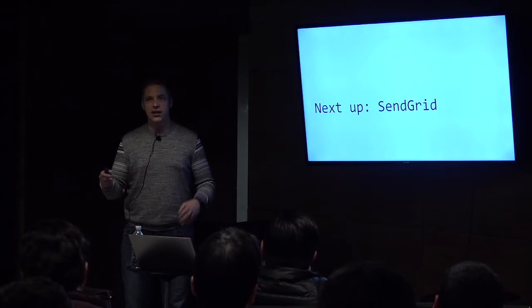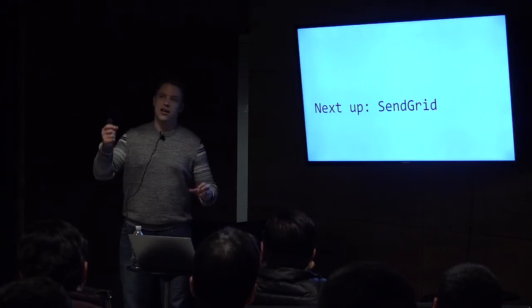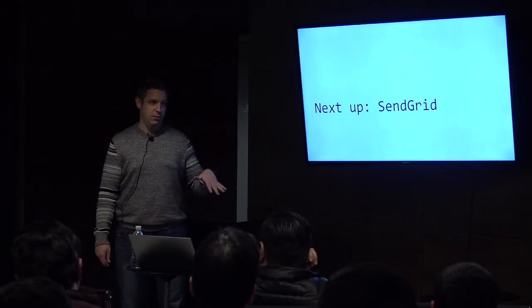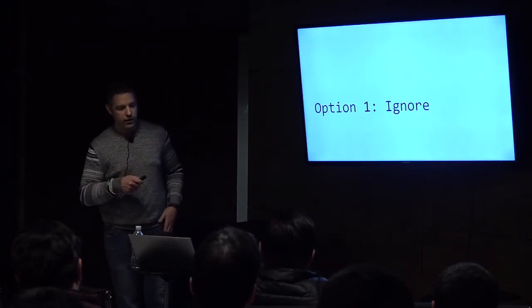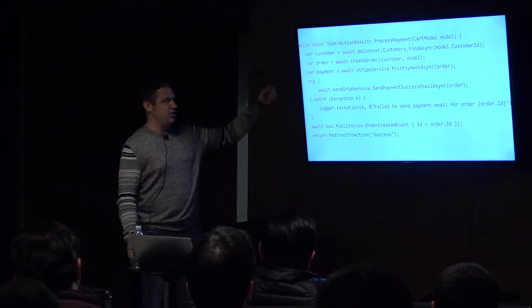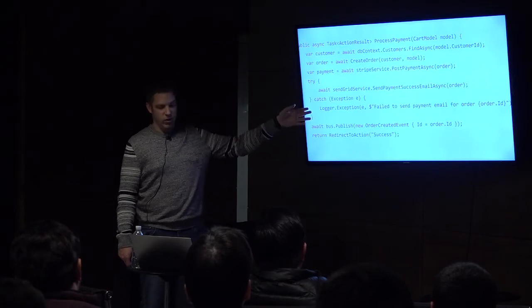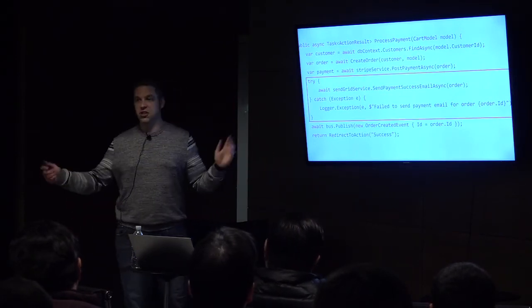Where Stripe is like, well, you can kind of undo it. You can go into the UI and refund money. SendGrid is the exact opposite. They're like speed, speed, speed. So four options again. Option 1, ignore. Again, just a simple try-catch. Try to send the email to SendGrid, and if something failed, we just log an exception saying, oops, couldn't send the email.